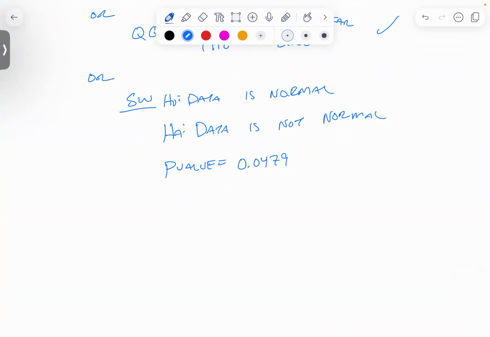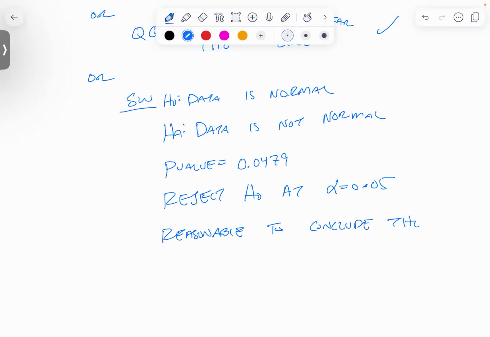That means at a 5% significance level, that is below 5%, which means we reject H0 at a 5% significance level. And it is reasonable to conclude the data is not normal. That means that condition failed.